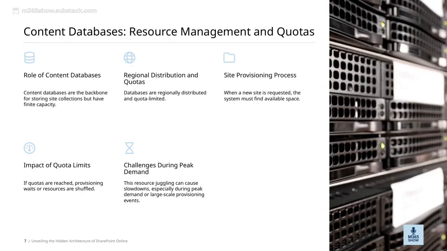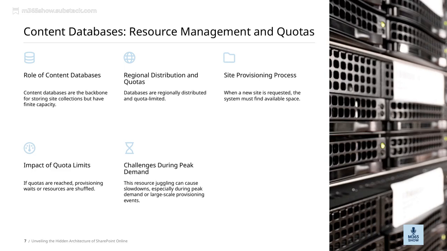Let's talk about content databases, specifically how they relate to resource management and quotas. These databases are really the backbone of storing site collections in SharePoint Online. Now, because they're finite in capacity and regionally distributed, managing them effectively is crucial for smooth operation. This resource juggling, allocating space across various databases, can sometimes cause slowdowns, especially during peak times or when there's a large-scale provisioning event happening. Think of it like a busy highway. When many cars are trying to get through at once, things can slow down.